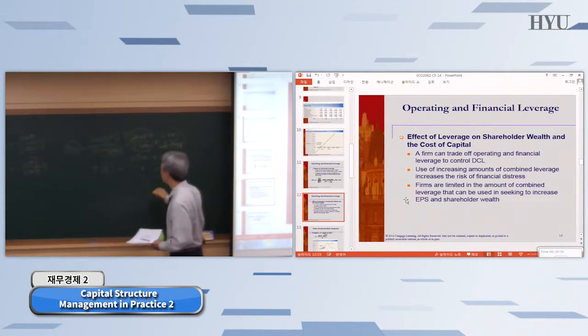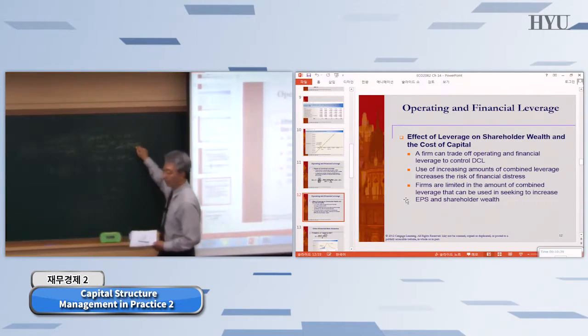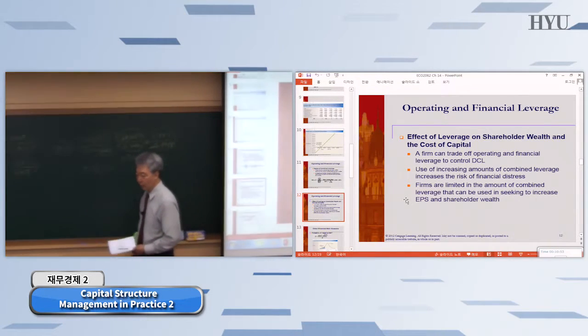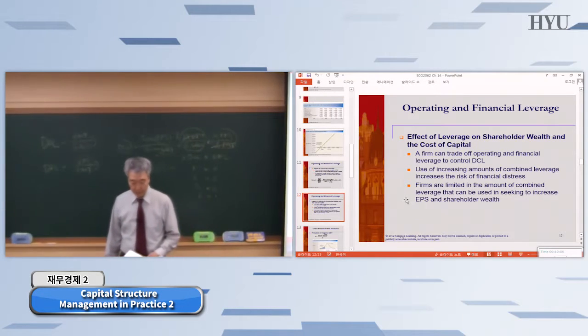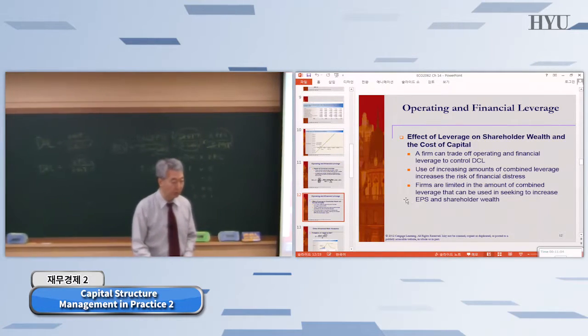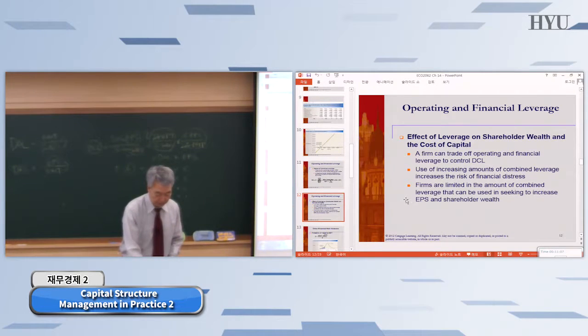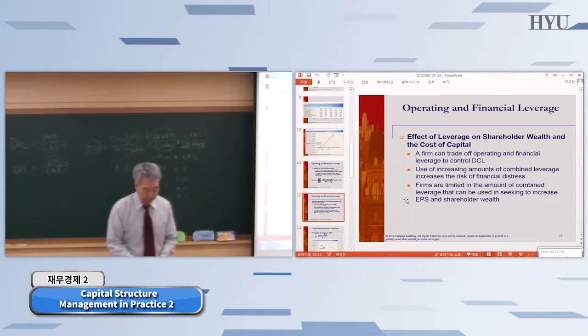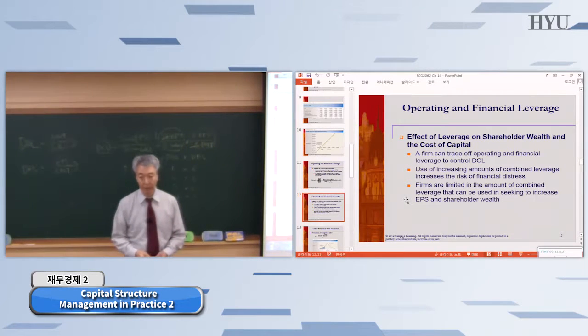The same thing here. When you have higher DFL, for a certain amount of increase or decrease in operating income, that means earnings per share fluctuates by a larger amount. So again, that's another risk. So DCL overall is a measurement of risk, another measurement of risk. Higher DCL, degree of combined leverage, simply implies that there is an increased level of risk for this company.